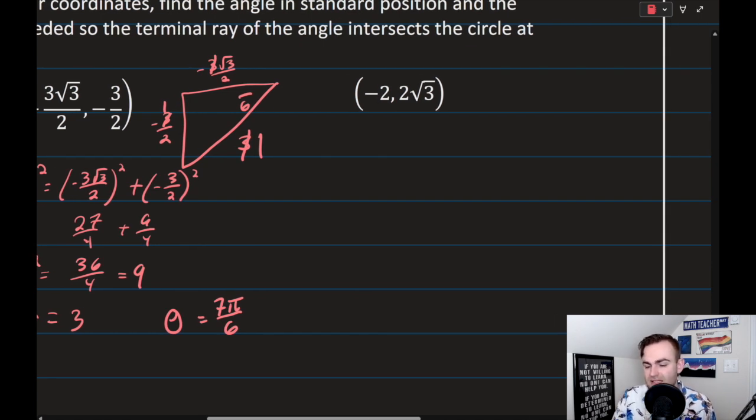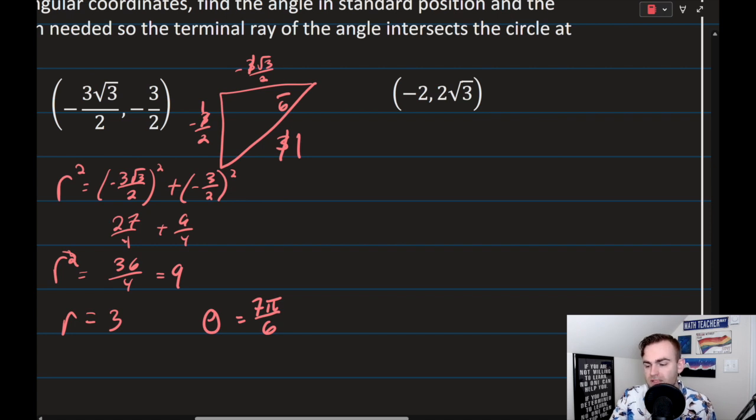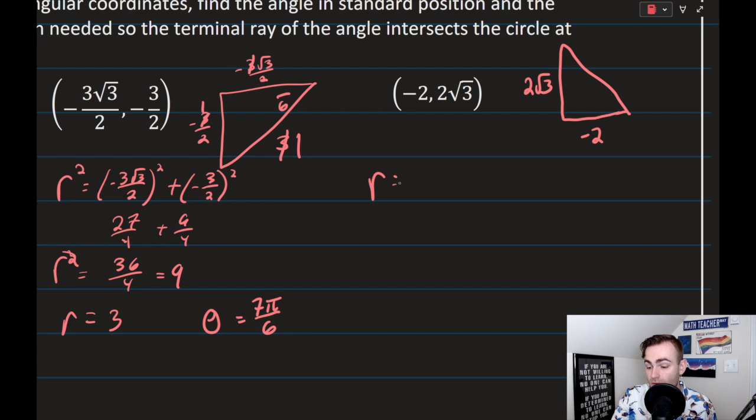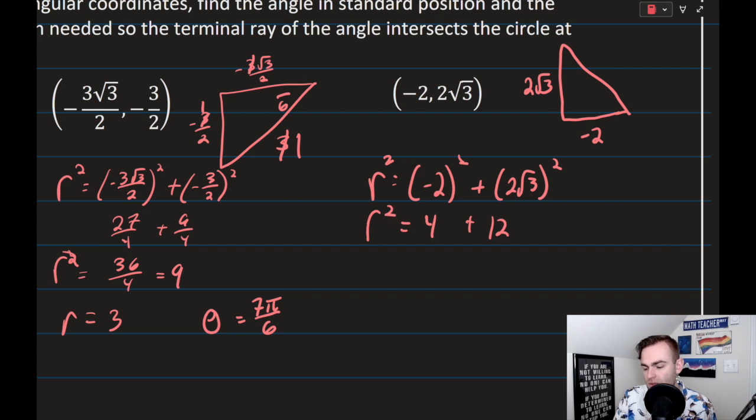And we're going to do the same idea. I'm going to draw the triangle. Negative x, positive y, we're in quadrant 2. And x is negative 2, y is 2 root 3. So r squared is equal to negative 2 squared plus 2 root 3 squared. Negative 2 squared is 4. 2 root 3 squared: 2 squared is 4 times 3 is 12. So 4 plus 12 is equal to r squared. That would be 16, so r is 4.